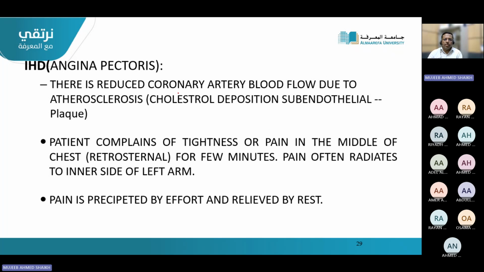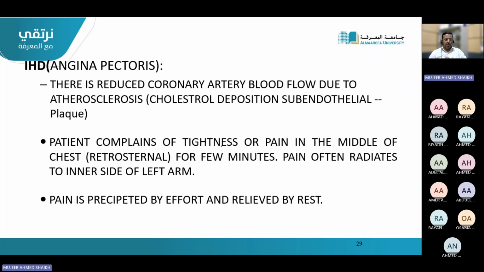So what is happening in ischemic heart disease? Reduced coronary blood flow due to partial blockage due to atherosclerosis or cholesterol deposition in the subendocardial region as a plaque. The patient complains of tightness or pain in the middle of the chest, retrosternal.